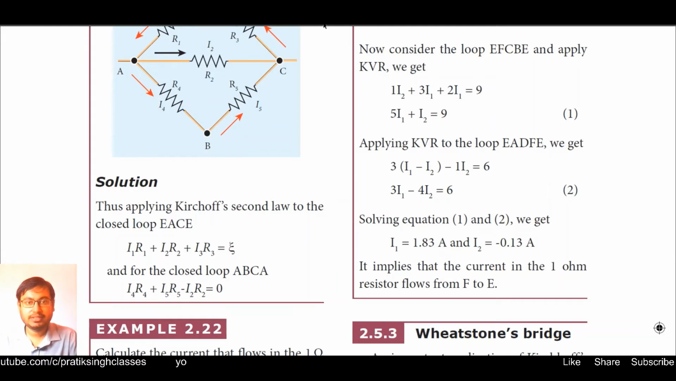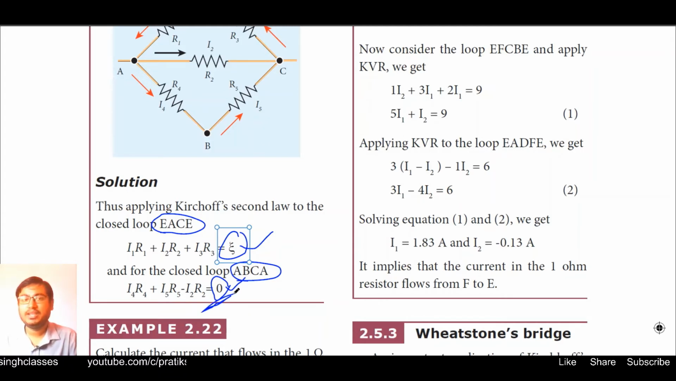Here the question comes: why is it xi in loop EACE and why is it 0 in loop ABCA? It is xi in loop EACE because a battery or cell is attached, but in loop ABCA there is no cell. So the EMF generated is equal to 0. Keep in mind, if no cell is connected in any loop, then the epsilon value, xi value, or V value is equal to 0.